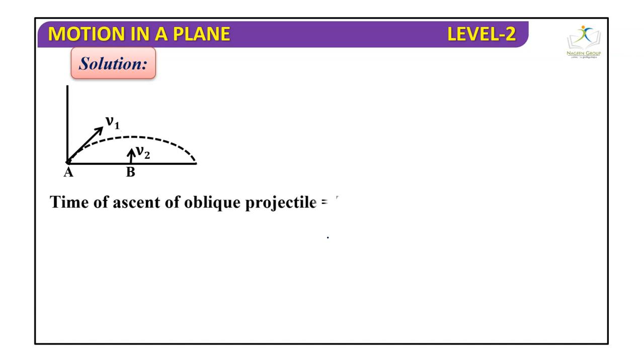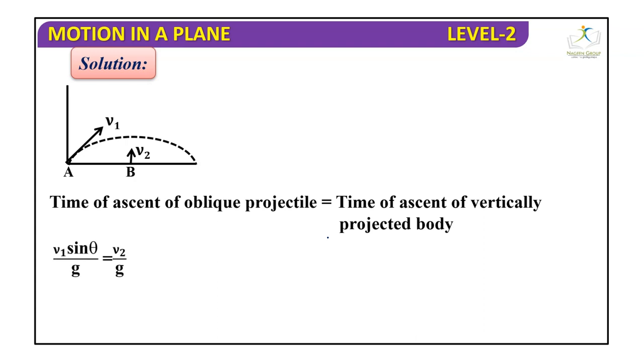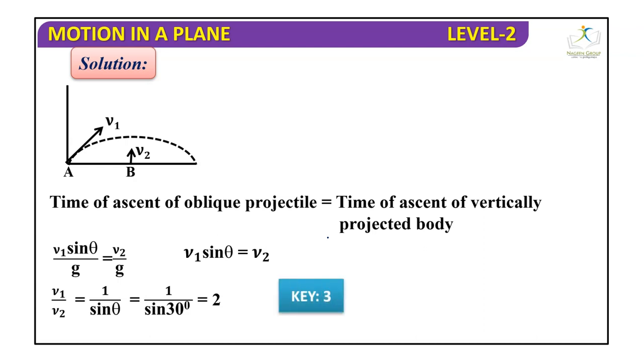This is the given diagram. Time of ascent of the oblique projectile is equal to the time of descent for the vertically projected body. As you can see, because of the symmetry, ascent is equal to descent. So v1 sin theta by g is equal to v2 by g. v1 sin theta is equal to v2. So v1 by v2 is equal to 1 by sin theta, which is equal to 1 by sin 30 degrees, equal to 2. According to this, the correct answer for this question is option 3, which is 2. I hope you understand, students.